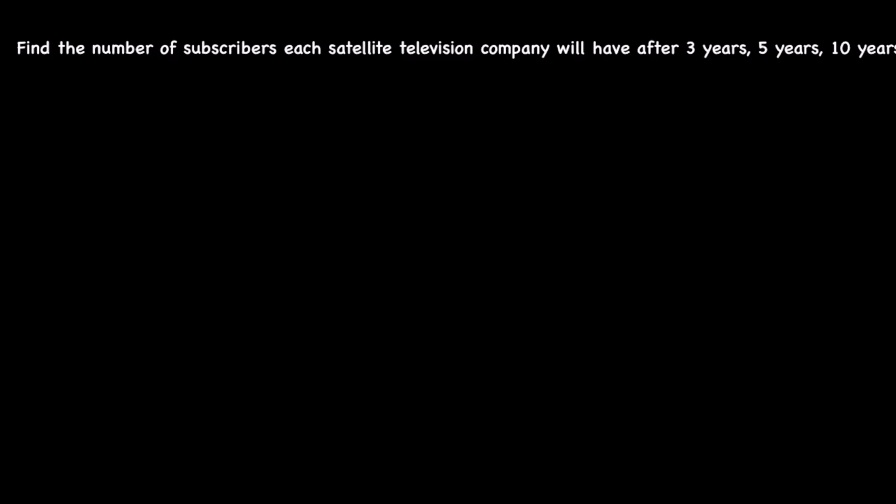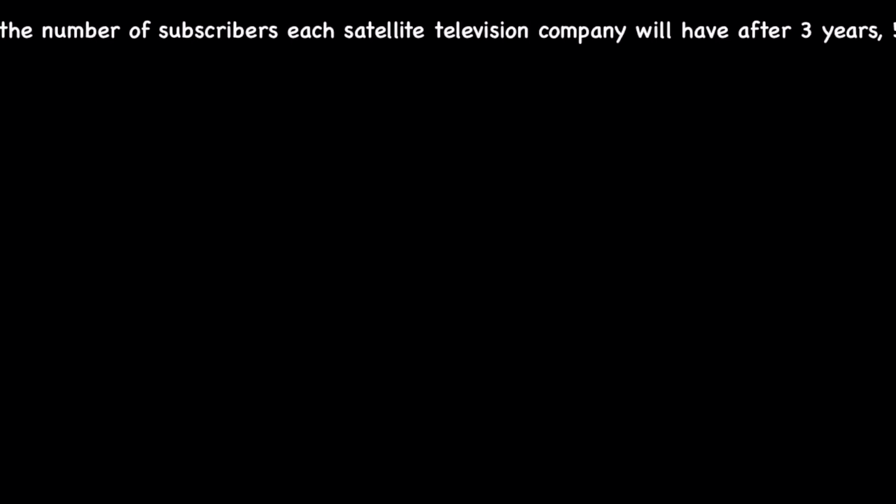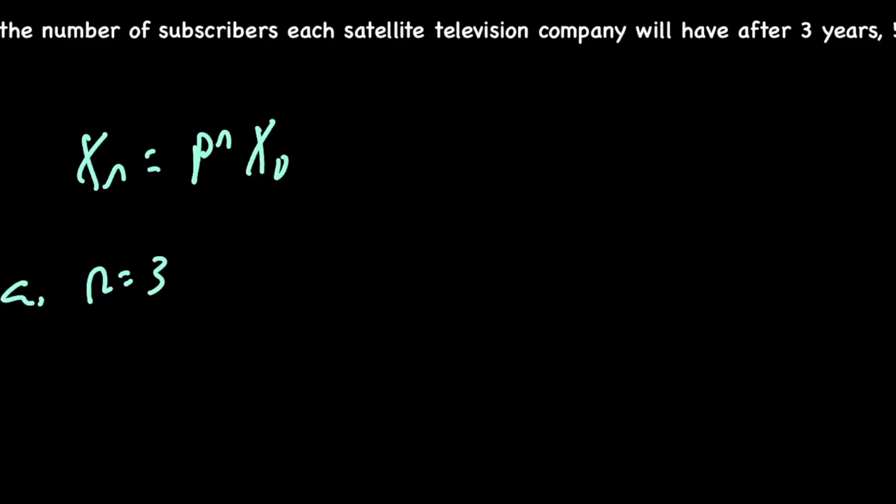Okay, so what if we're supposed to find the number of subscribers each satellite company will have in 3 years, 5 years, 10 years, and 15 years? Well, let's remember the one equation we had, and that was x of n is equal to P of n times x of naught. We're going to have n represent the number of years, and for part A, where n is equal to 3, it's just a matter of direct substitution in this case, because we already have the value of P, and we already have the initial state matrix.